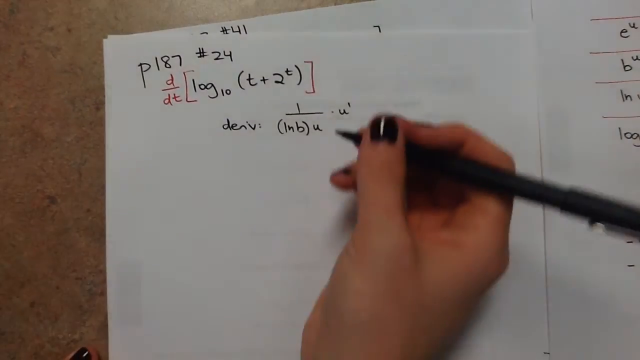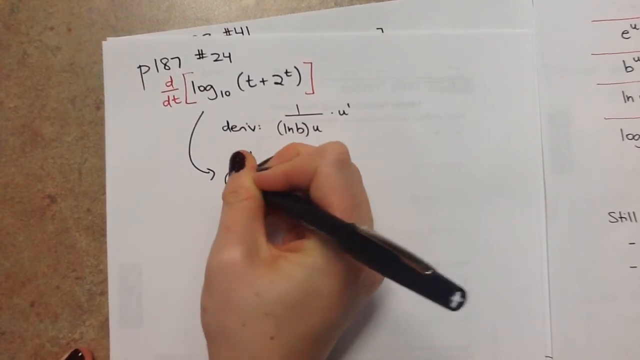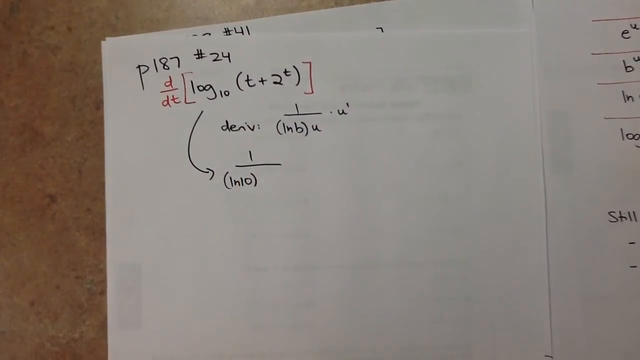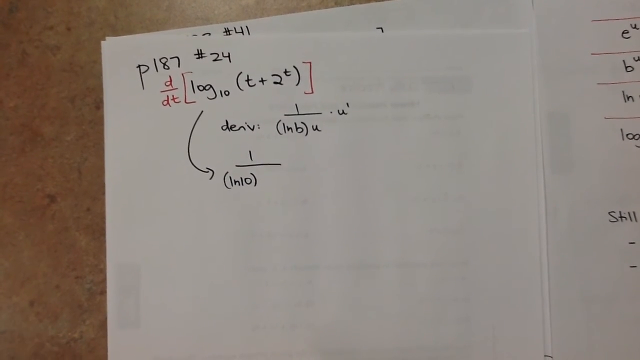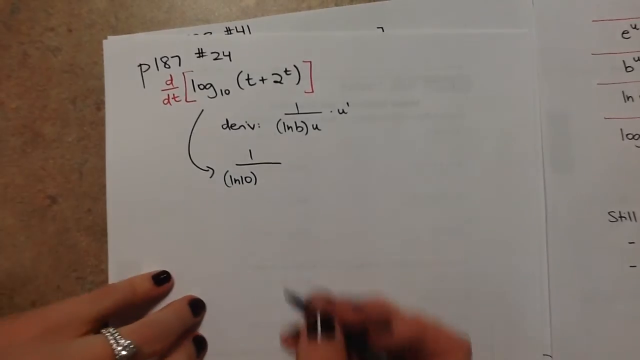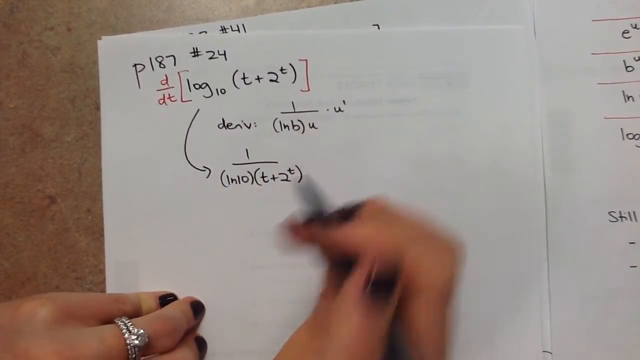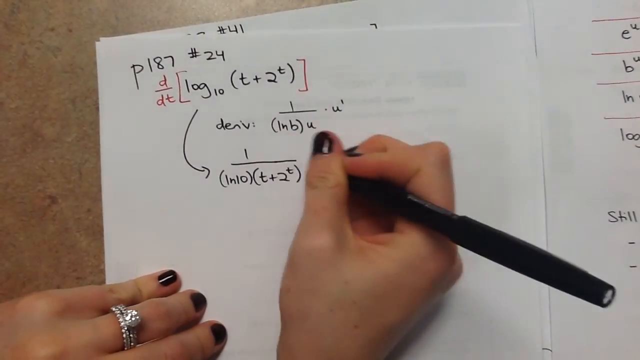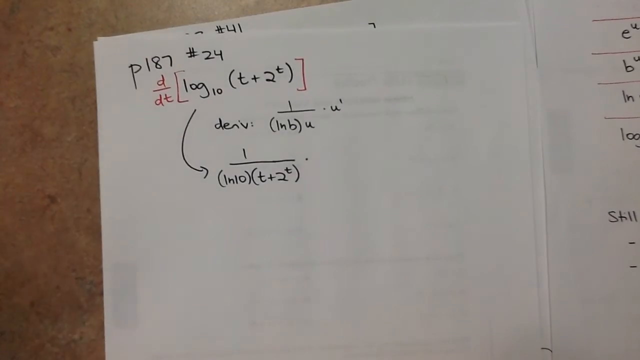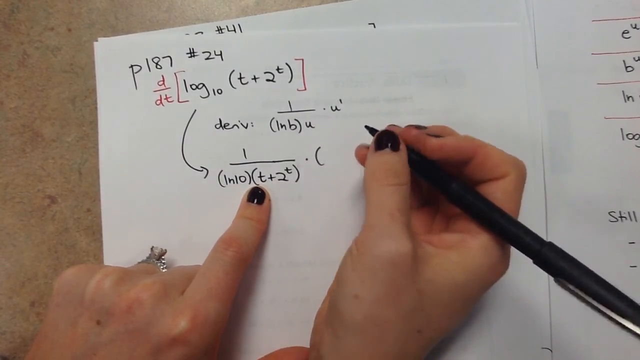Okay, so this derivative would be 1 over natural log of 10. Remember, that's just a number. It's some sort of weird irrational number that we're not actually going to evaluate, but it is just a number. And then times u. So instead of just an x or just a t, we have a whole nested function in place there. And then times the derivative of the nested function. So we get to practice another one here, actually. So times the derivative of this. So derivative of t, 1.